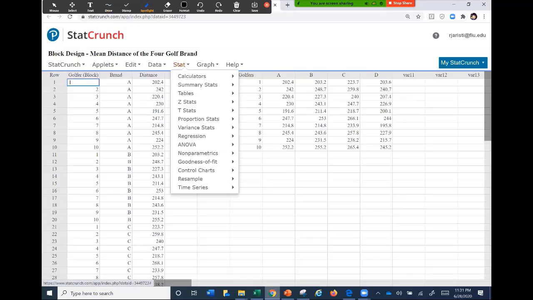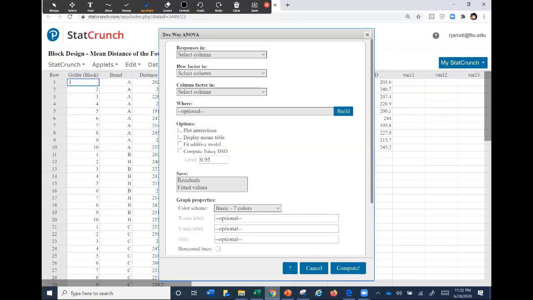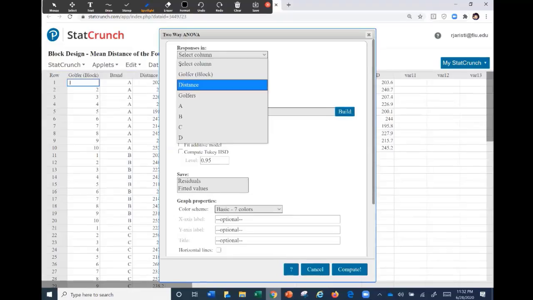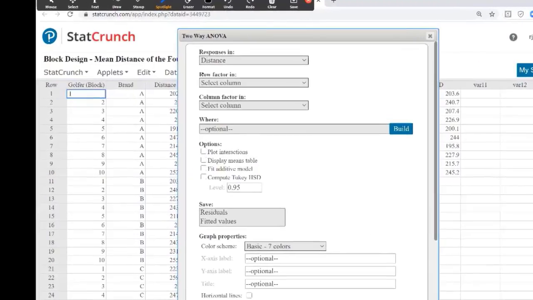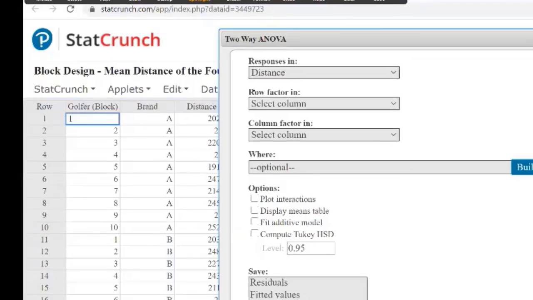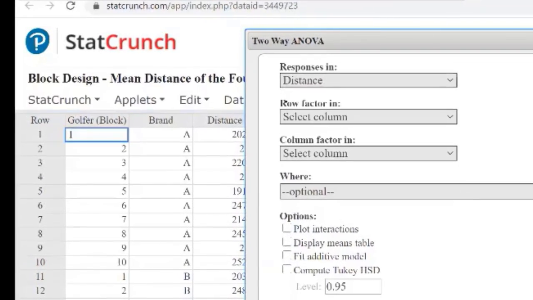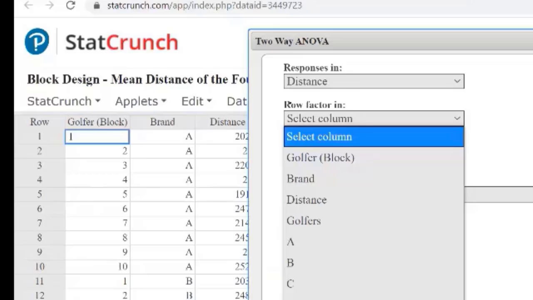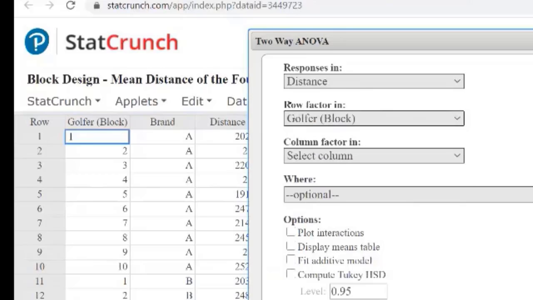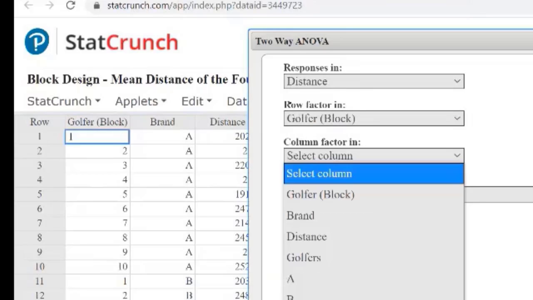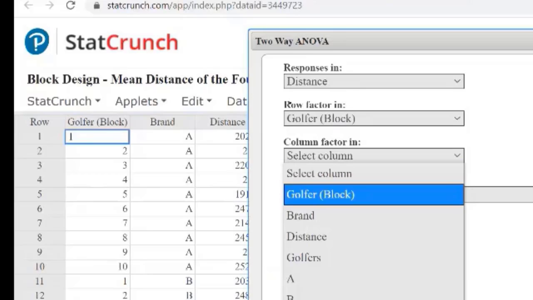we have to click Stat and ANOVA. In this case, because we introduce a block design, we have to use two-way. Then my response variable is located in distance. That is the variable that we want to study. We want to study the means of all of these brands. My row factor will be my block, golfers. And my column factor will be brands. Actually, this is the factor that we want to study.